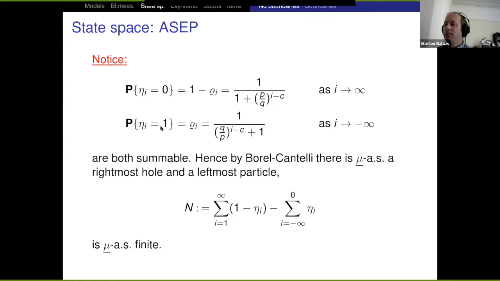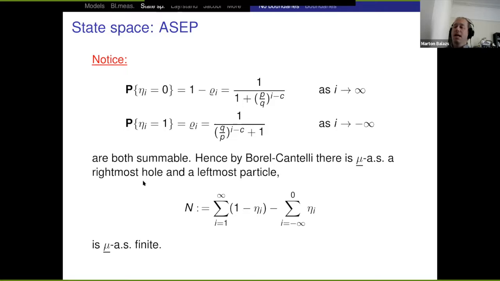Whereas if you look at the probability of a particle, you take just rho I, you can rearrange that to this form. p is bigger than q, so q over p is less than 1. So if you take I to minus infinity, then again exponentially fast, this goes to 0. That means that by Borel-Cantelli, by summability of these probabilities, almost surely according to this measure, there is a rightmost hole and there is a leftmost particle. So you just have finitely many holes on the right and finitely many particles on the left.